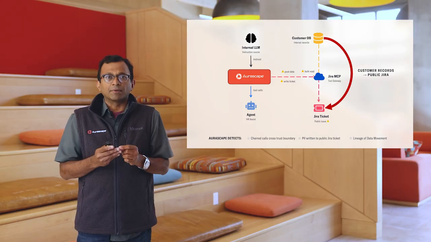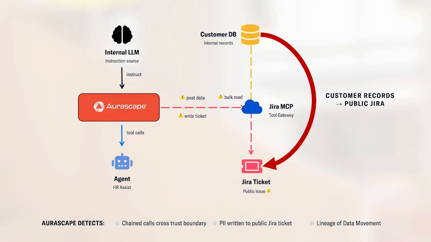Let me give you another example. An HR agent makes a tool call to an internal database and pulls the customer records. One call, bulk data. Then in the same session, the agent makes a second call, this time to Jira, and writes the exact data into a public ticket. Two calls, two systems. One data transfer that should never ever have happened. And here's the tricky part. Neither call looks dangerous on its own, but Aurascape tracks the lineage across the entire chain. We see the data movement from the internal database to the Jira ticket. The system flags the cross-system transfer and blocks the write before the ticket was ever created.